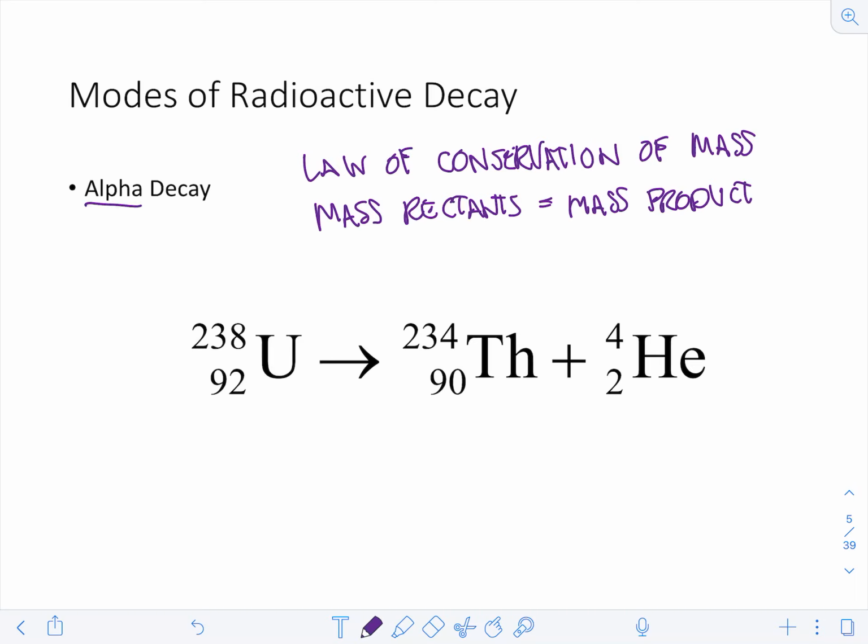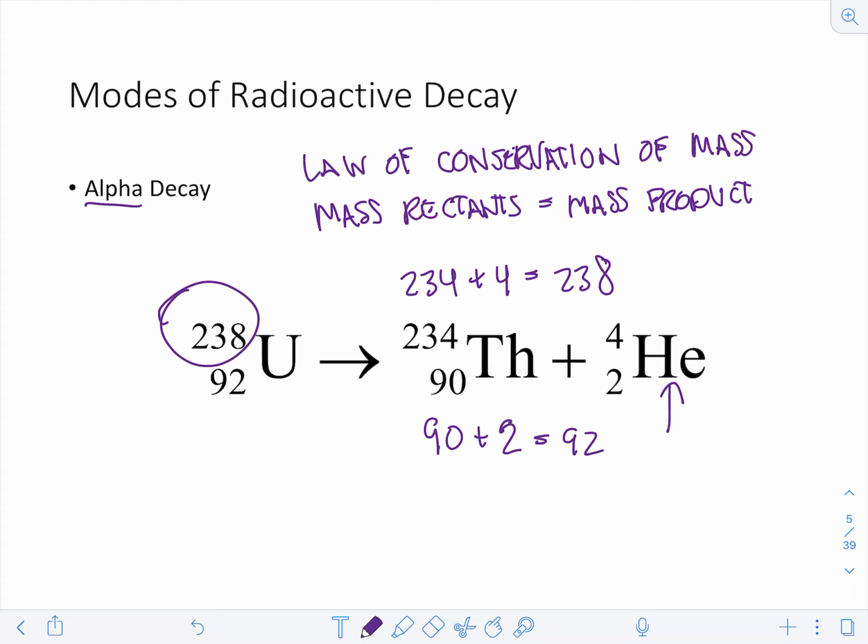Please remember, this is alpha decay because we have a helium nucleus. We are going to essentially add up the product masses, and when we do that, we get 238. Notice that on the left-hand side, that is the mass number of uranium. Now we want to do the same thing with the atomic number. Notice that 90 plus 2 gives us 92, and that is the atomic number for uranium.